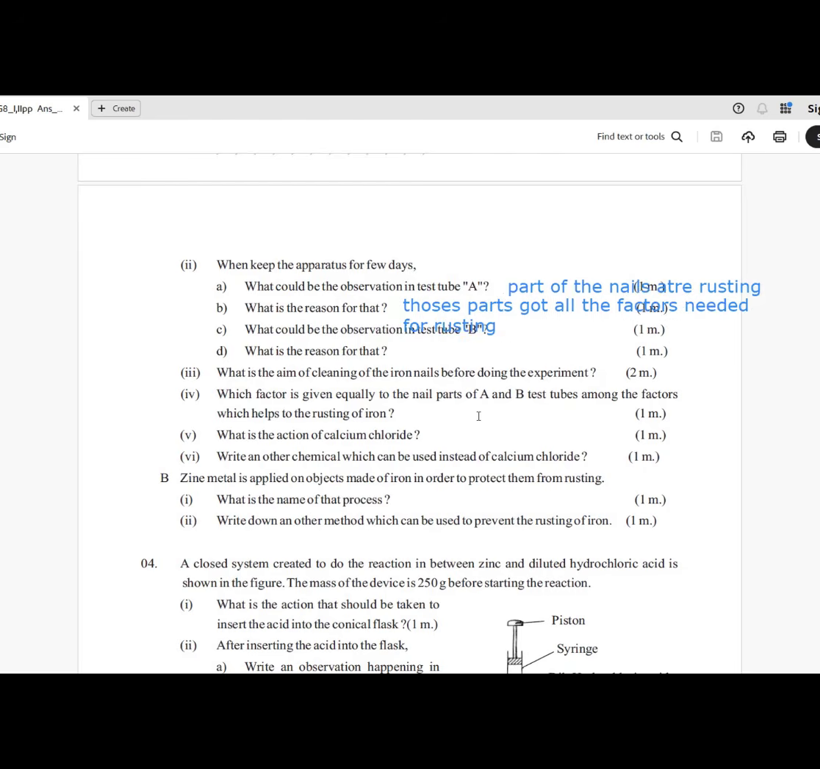What could be the observation in test tube B? Part of the nails are not rusting. The reason for that: it does not get the water as the factor that causes the rusting of iron. Does not get the water.